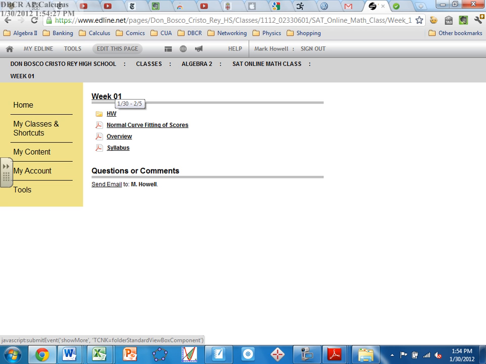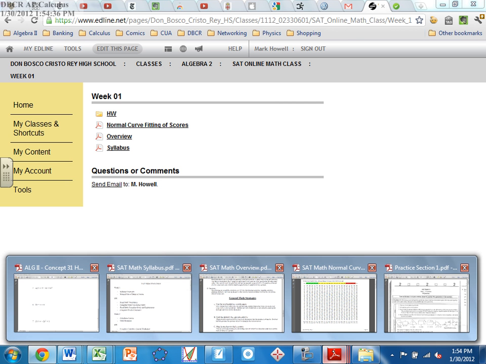One of them is the syllabus, which I'm looking at now. One is the overview, which I'll use in a minute. And the third one is the normal curve fitting, which is the third document I will use. And again, you'll see all 3 documents I have open here. You have your SAT math overview in the middle, the normal curve on the right, and the syllabus as the second document here. We'll also get to a practice section toward the end.